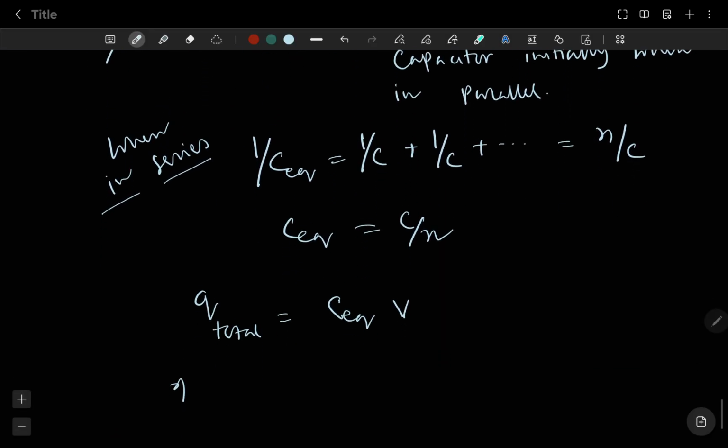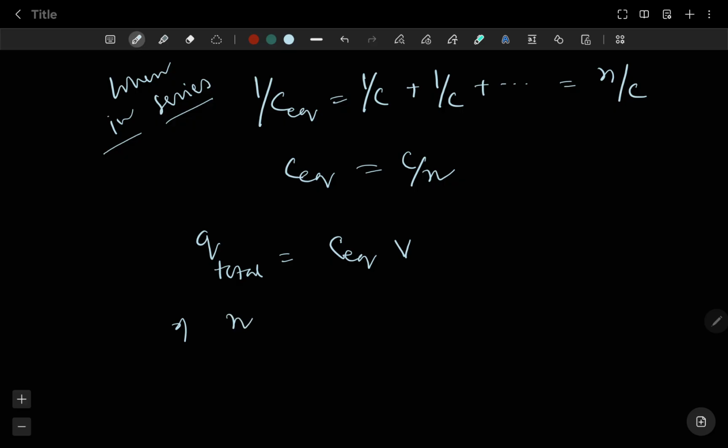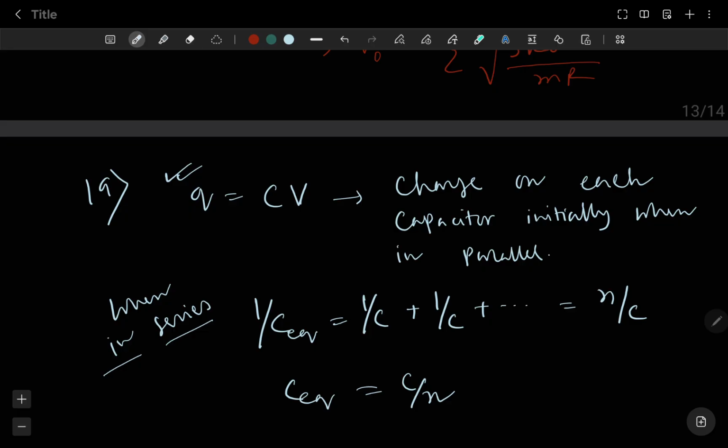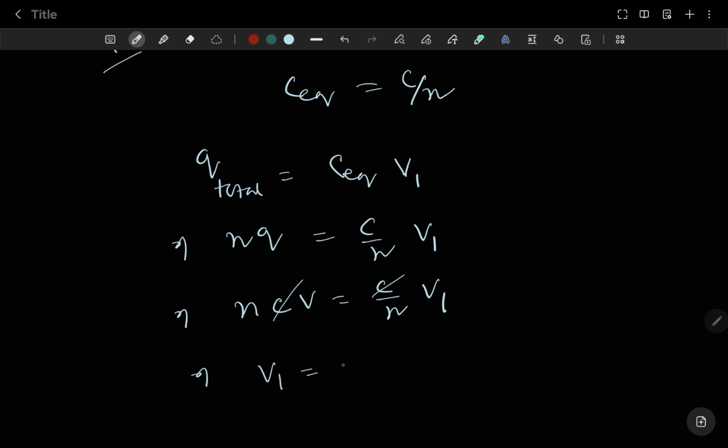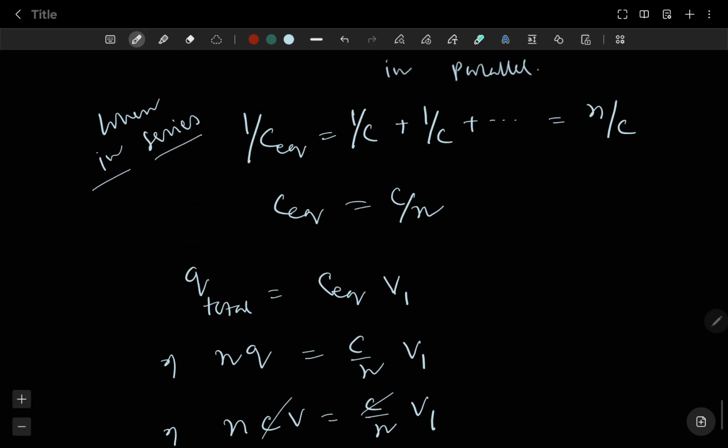See, the total charge remains unaltered. That means the total charge of N capacitors, each having a charge of CV, is NCV initially, and when in series this charge remains unaltered, that is NCV. So it is C by N into V1, say, where the potential difference across the combination is V1. So C and C cancel, and V1 becomes N square V. Clear?